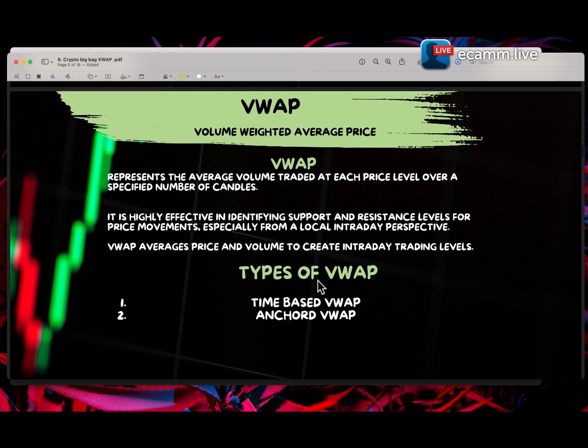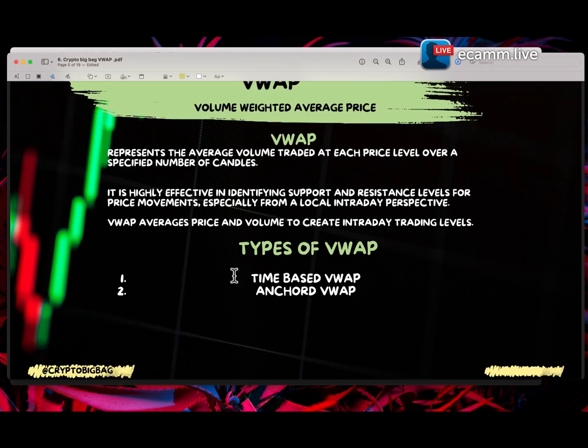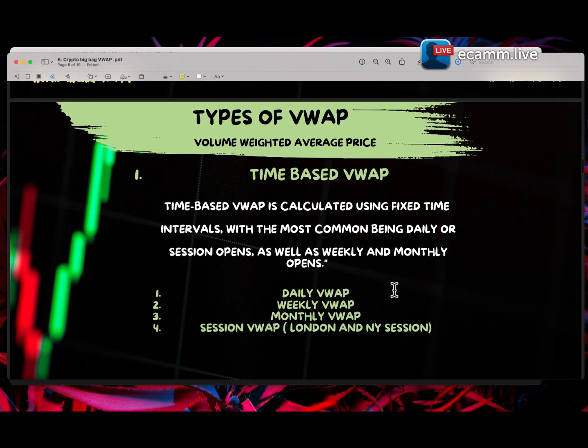Volume weighted average price, VWAPs, represent an average volume traded at each price level over a specific number of candles or a specific period. It's highly effective in identifying support and resistance levels for price movement, especially from a local intraday perspective. We have a time-based VWAP and we have anchored VWAP. There are two types of VWAP, and we're going to be discussing that in the next slide.